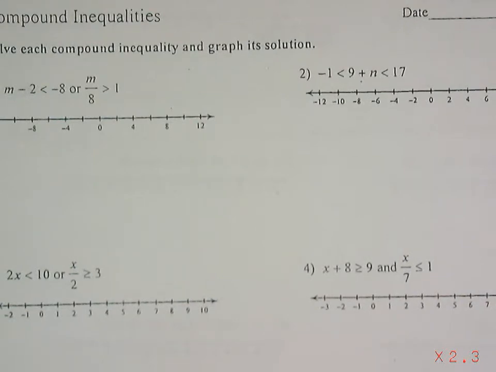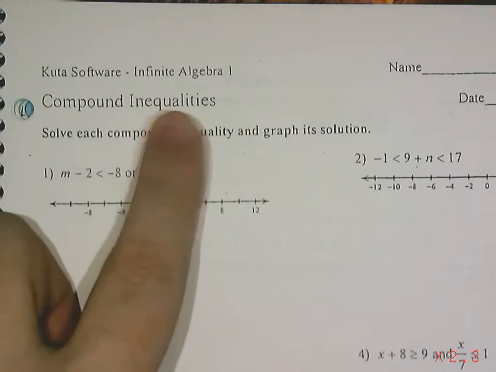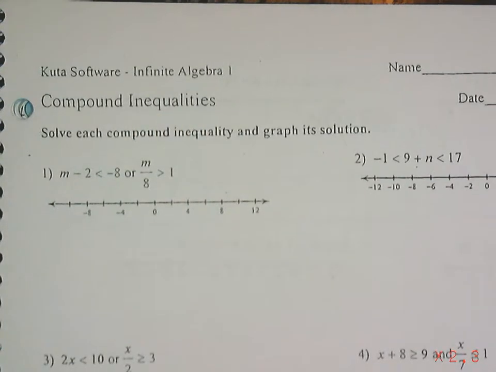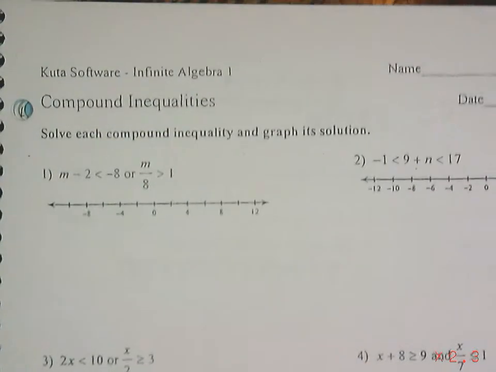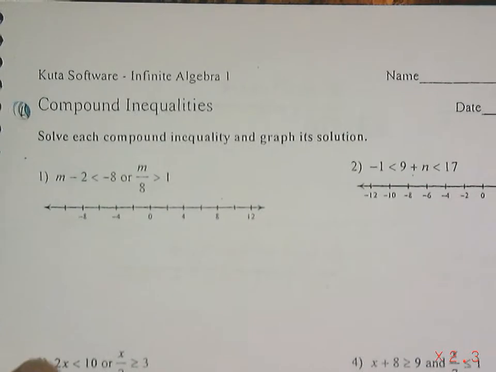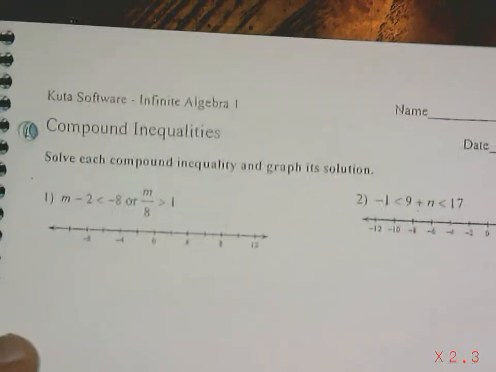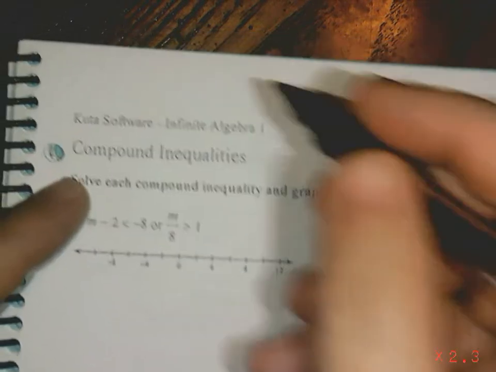All right, today we're going to be talking about compound inequalities. Compound inequalities just means that we've got two inequalities kind of squished together. They're both on the same number line, and they come in two varieties. There are two types of compound inequalities.